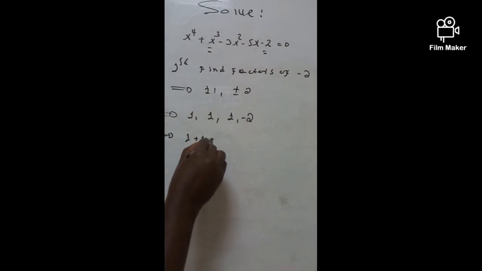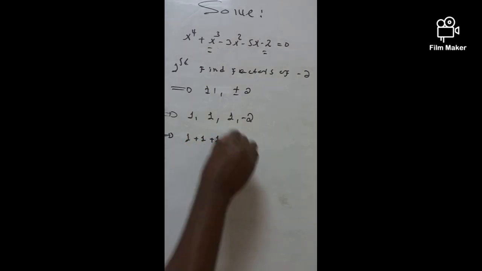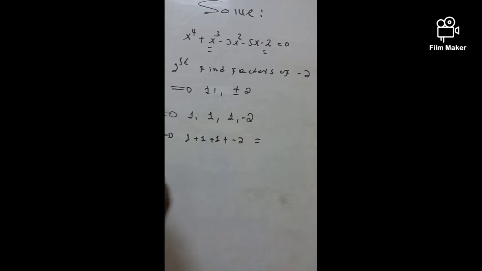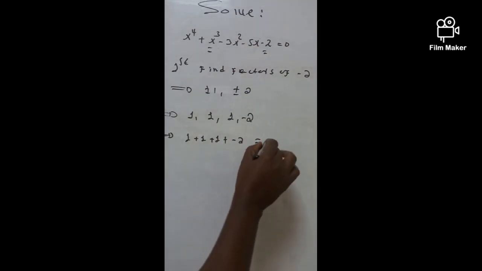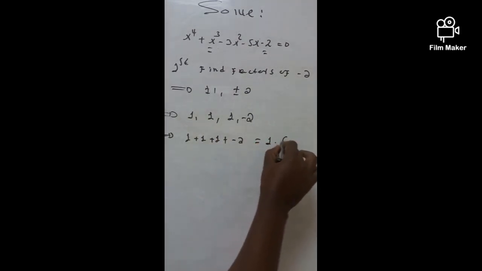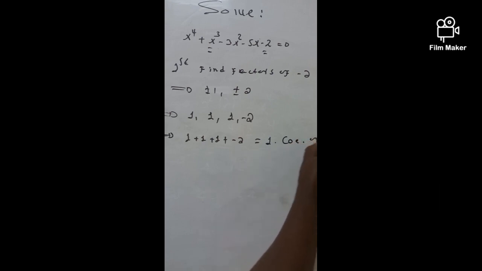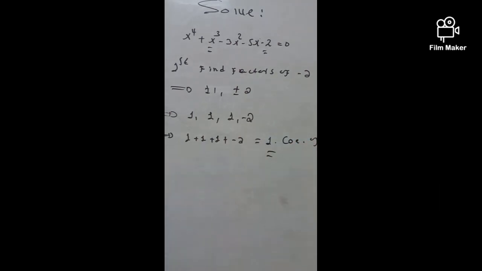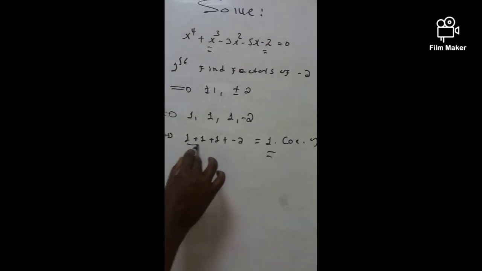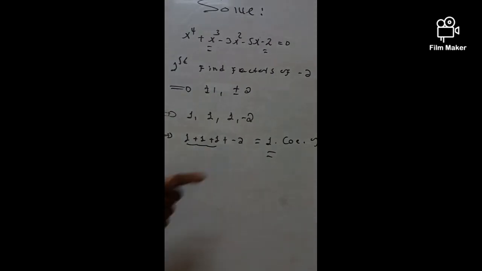1 plus 1 plus 1 plus minus 2, and the sum of this is perfectly, look how it is going to be. That is this one, which is the coefficient of x cubed. This is perfect because this will be 3. Now 3 minus 2 is going to be 1.